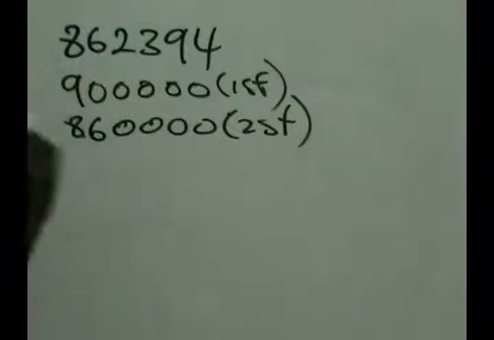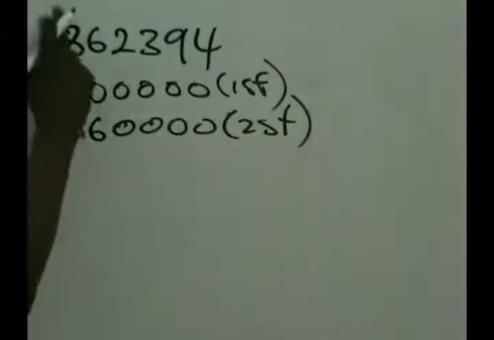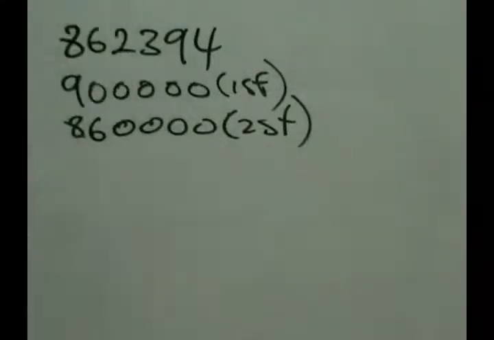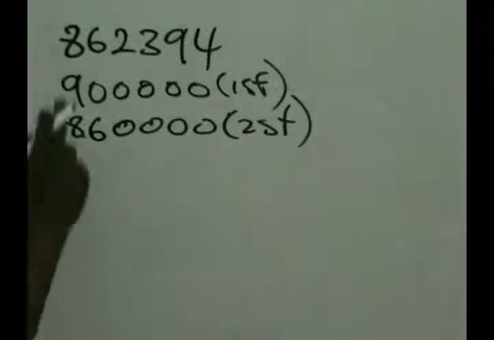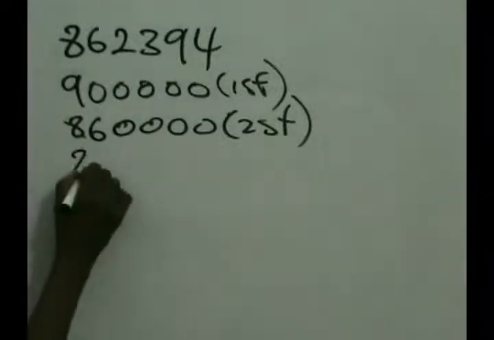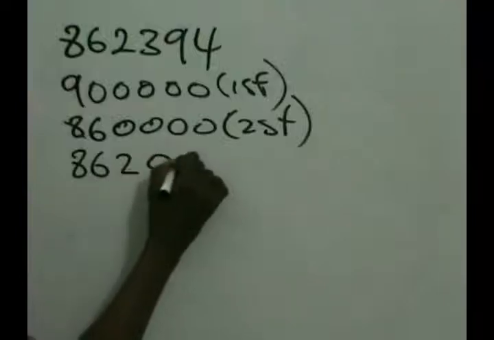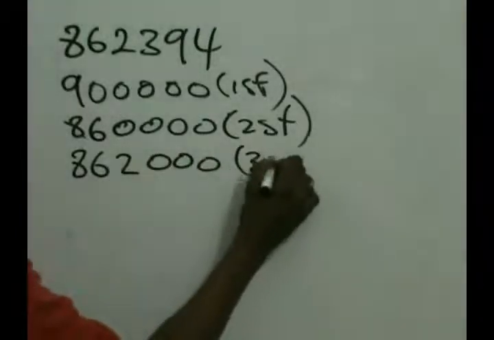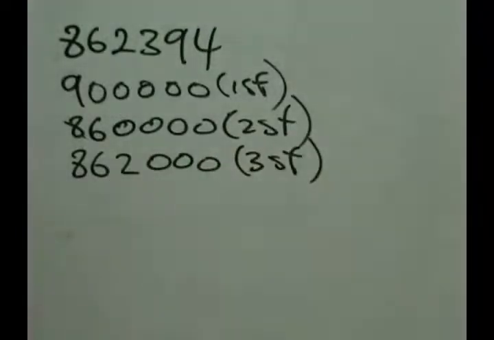Alright? 3 significant figures. 1, 2, 3. 2 is the third significant figure. 2 followed by a 3 will remain a 2. So 862000. That will be 3 significant figures.